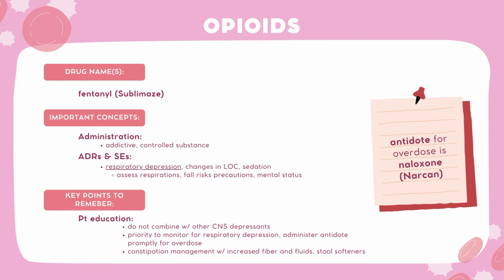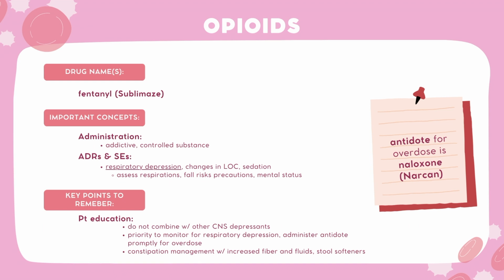Fentanyl is an opioid analgesic, and being a narcotic, places the patient at risk for oversedation and respiratory depression. The priority assessment for patients on fentanyl should be respiratory status and level of consciousness. If overdose is suspected, the antidote naloxone should be administered promptly.